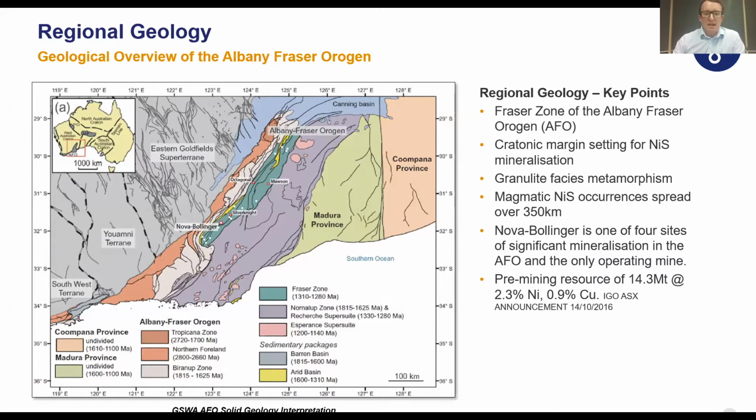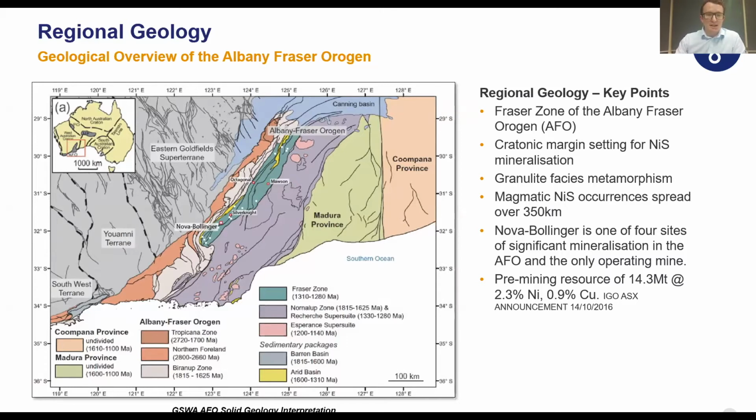So there's a suite of mineralized intrusions which are interpreted to have been emplaced into the belt slightly later than the bulk of magmatism, and they're in place during synorogenesis and syn granulite facies metamorphism. We have mineralized nickel sulfide occurrences spread across the Fraser zone, so over a 350 kilometre range, shown there in little white dots. But Nova-Bollinger is one of 4 sites of significant mineralization and the only operating mine in the belt to date.